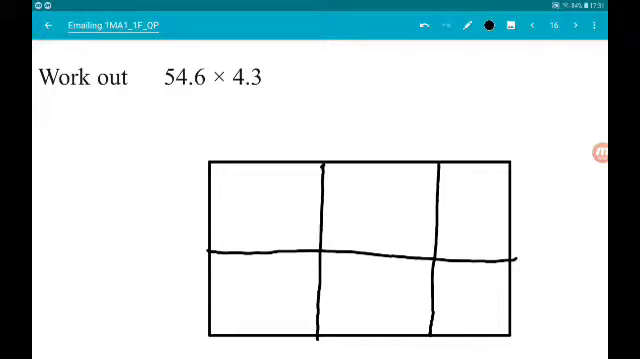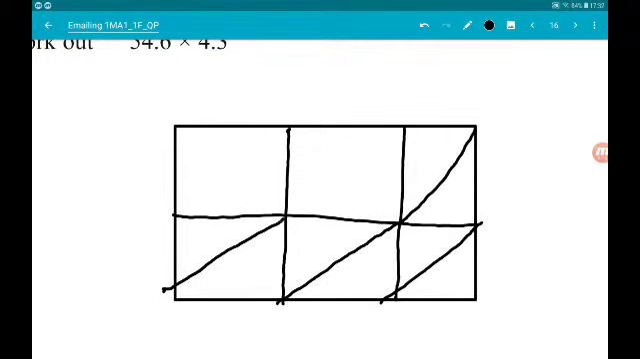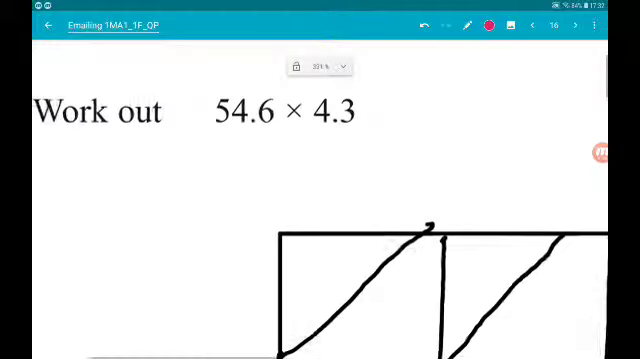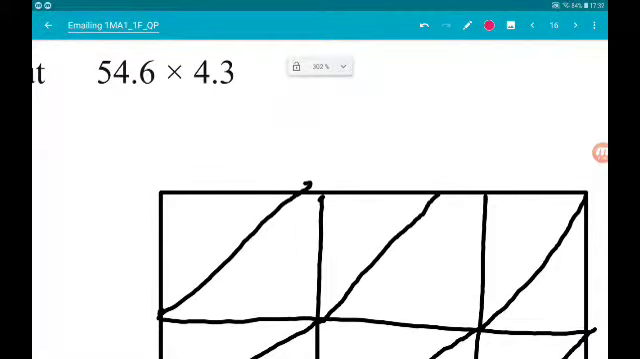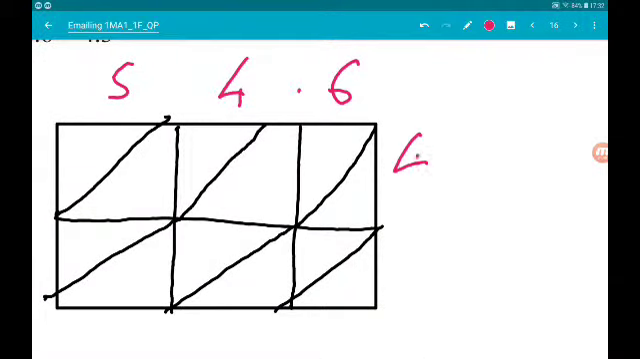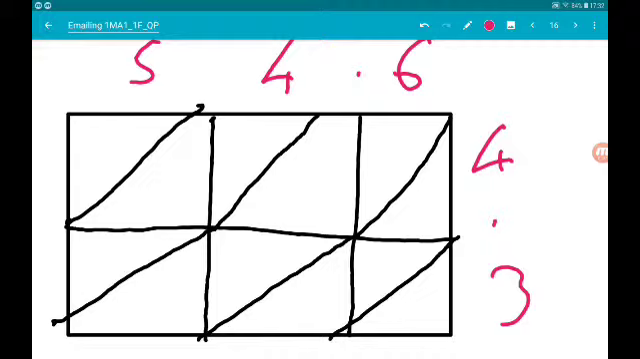Now where it starts to be a bit different is that we now need diagonal lines going up from bottom left to top right of each box. Now if you've never seen this and you're thinking this looks scary, believe me, it's really nice. Just practicing a bit. So 54.6 we're going to put across the top, but instead of thinking it has 54 and 0.6, we just put 4.6. And then down the side, down the right hand side, very important, we put 4.3. So now each box is a multiplication between the thing on the side and the thing on the top.